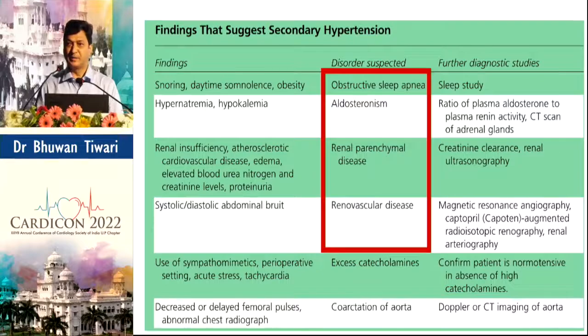For renal parenchymal disease, simple ultrasonography and creatinine clearance can be helpful. And now an important cause, renovascular disease, we have some suggestions like an abdominal bruit is present.